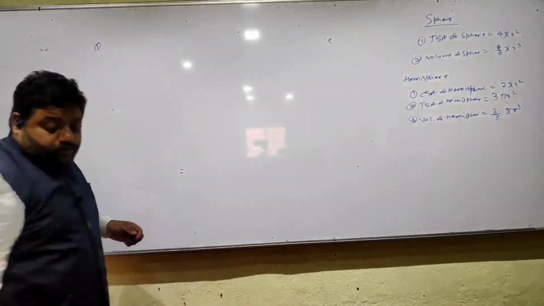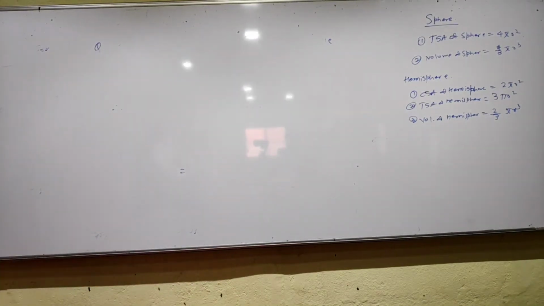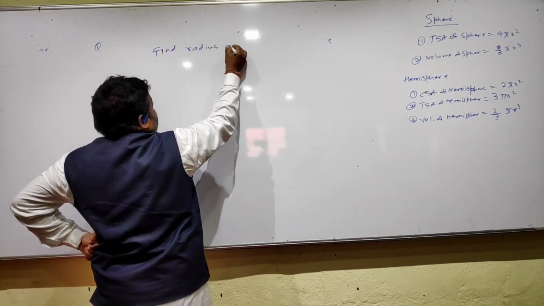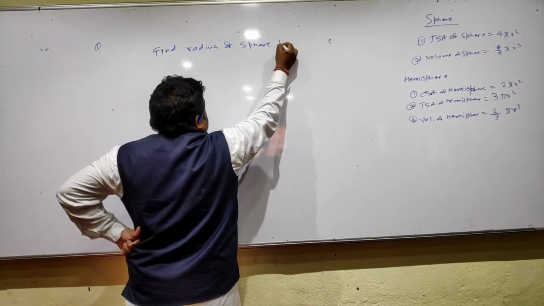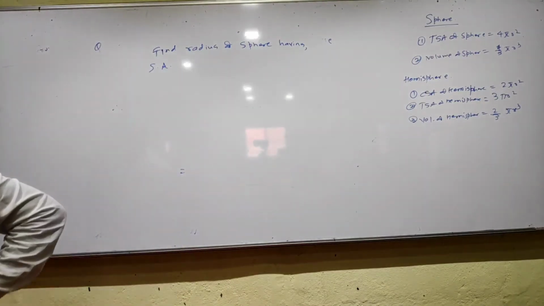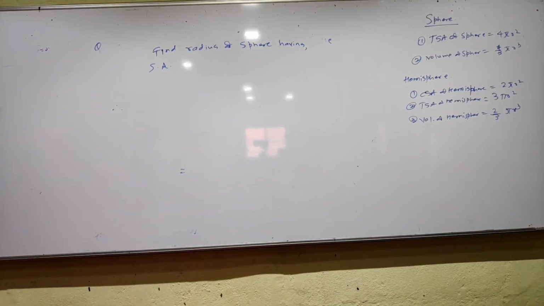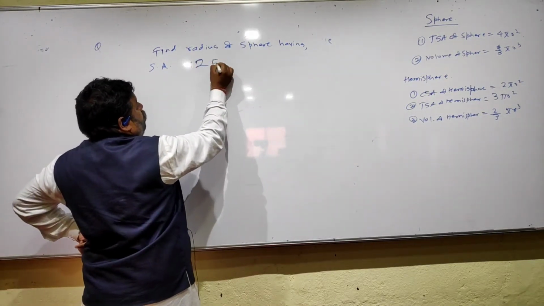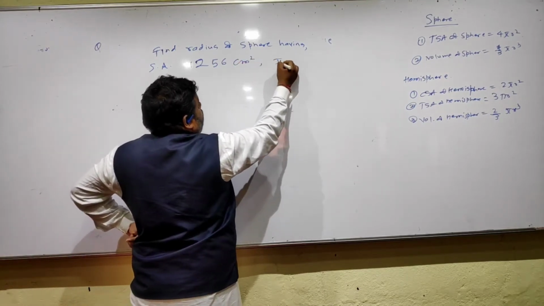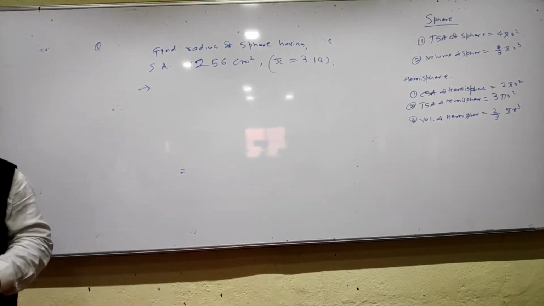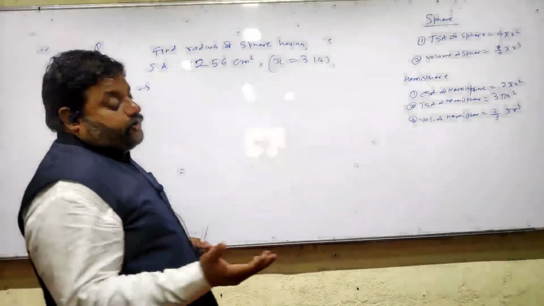Now sometimes they may ask you a question like this: find the radius of a sphere having surface area 1256 cm square, use pi equal to 3.14. Yes, we'll solve this. First try to find out on your own, then I will solve the question.